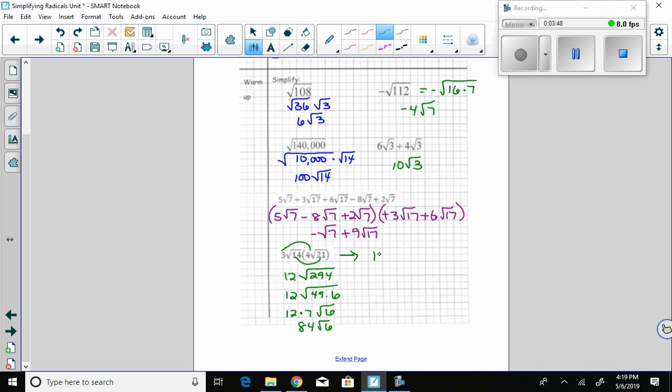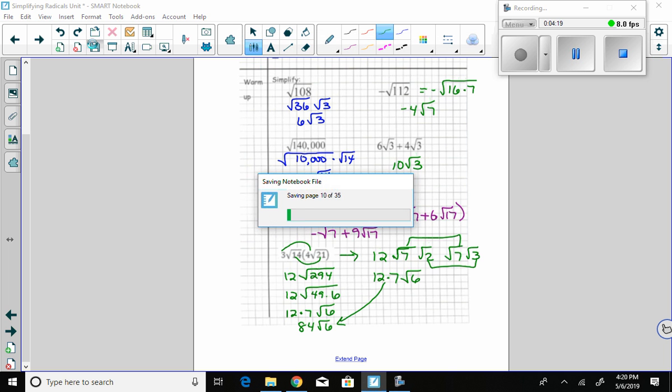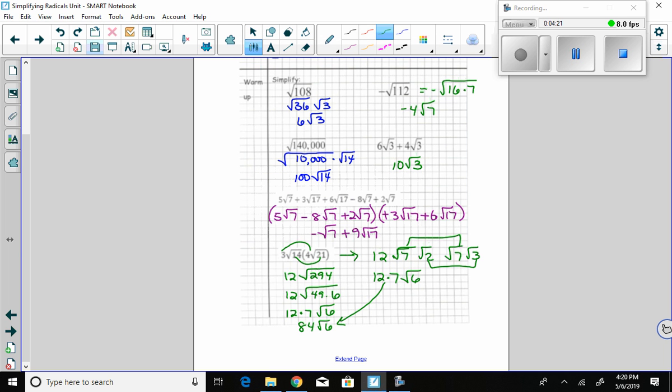Or you could have done 12 and then had the square root of 14. Let's change that. The square root of 14 would become what? The square root of 7 times the square root of 2. And the square root of 21 would be the square root of 7 times the square root of 3. And that becomes 12. And the square root of 7 times the square root of 7 is just that, 7. And the square root of 2 times the square root of 3 is the square root of 6. And you can get there just a smidge faster. There are multiple ways of getting that, and that is just one of them that I came up with.